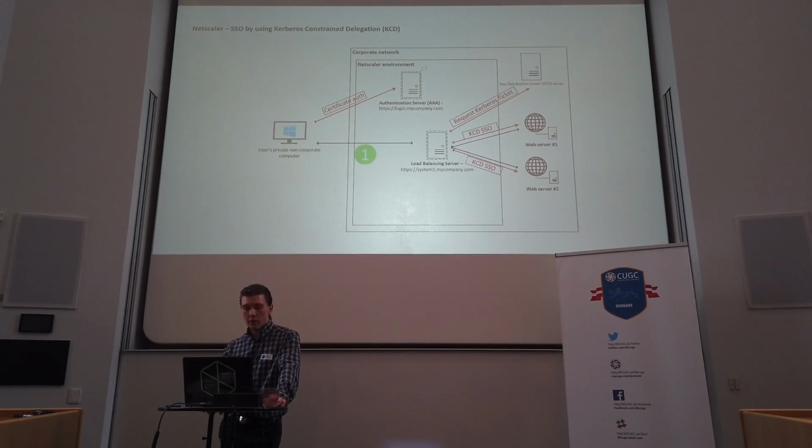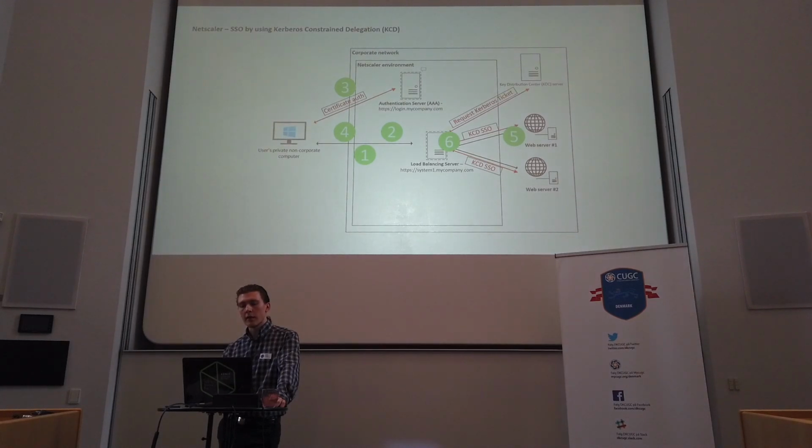So again, the user browses to system 1, gets redirected to login for authentication. He presents his certificate, then Netscaler does an AD lookup, finds a user with my UPN, accepts the authentication and redirects the user back to system 1. Now the HTTP packet is sent to the backend. The backend will again reply, you need to authenticate. The Netscaler will again accept it. And this time, instead of creating an NTLM hash, it will send a request to the Key Distribution Center server.